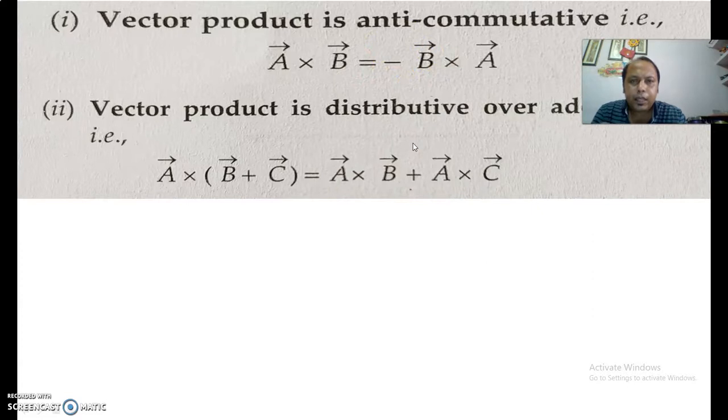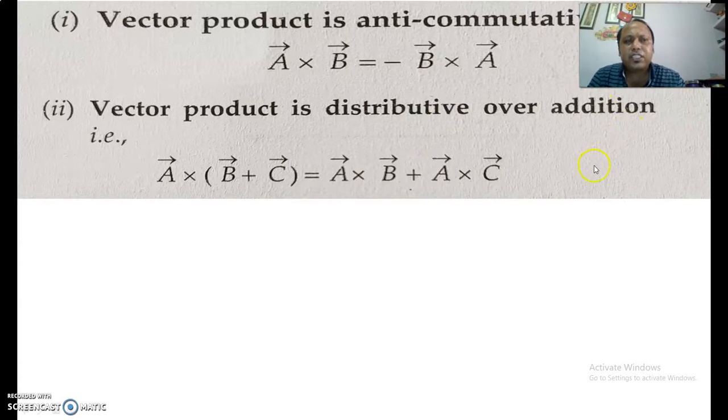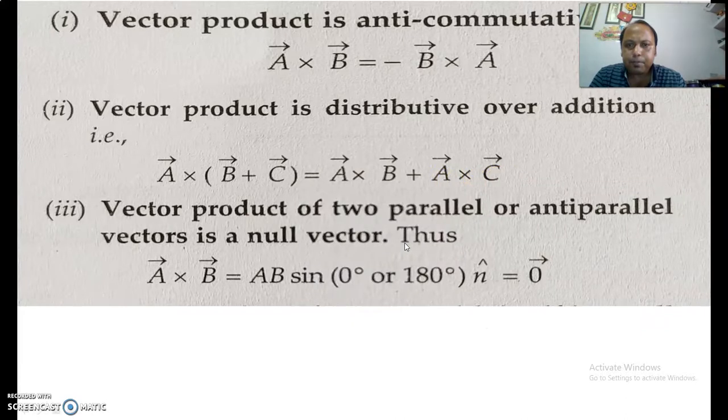Okay. The second is, the vector product is distributive over addition. This is the same as we have considered in scalar product. That is, vector A cross (vector B plus vector C) is equal to vector A cross vector B plus vector A cross vector C, right? The third property: vector product of two parallel or anti-parallel vectors is a null vector.